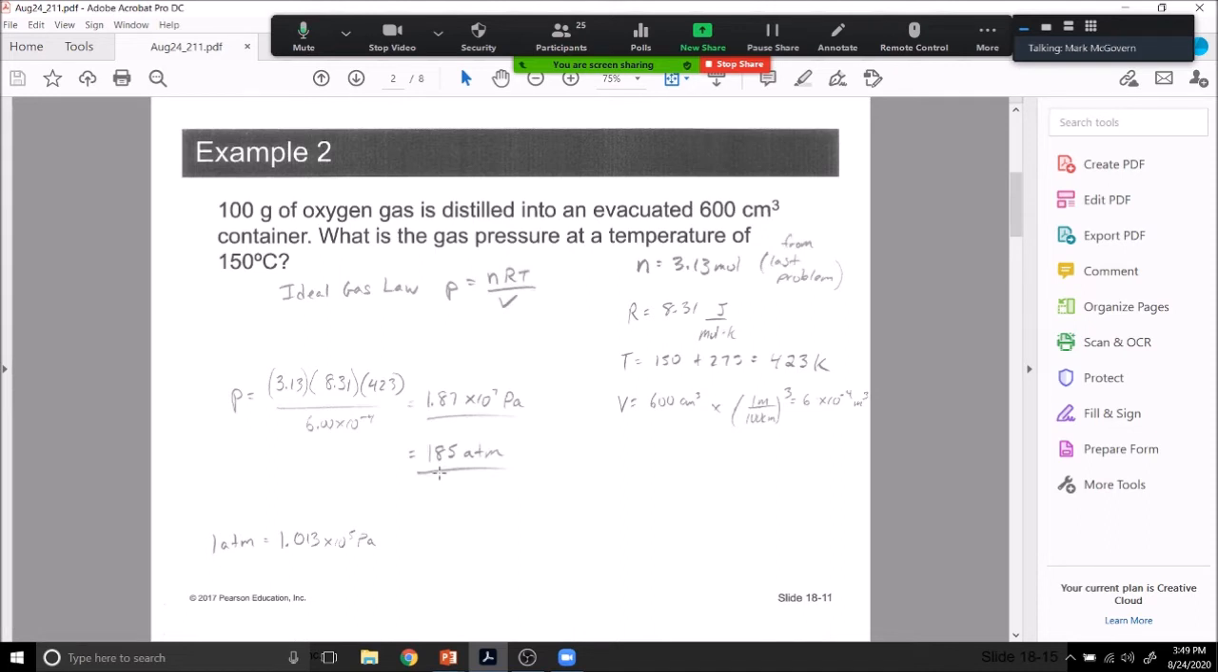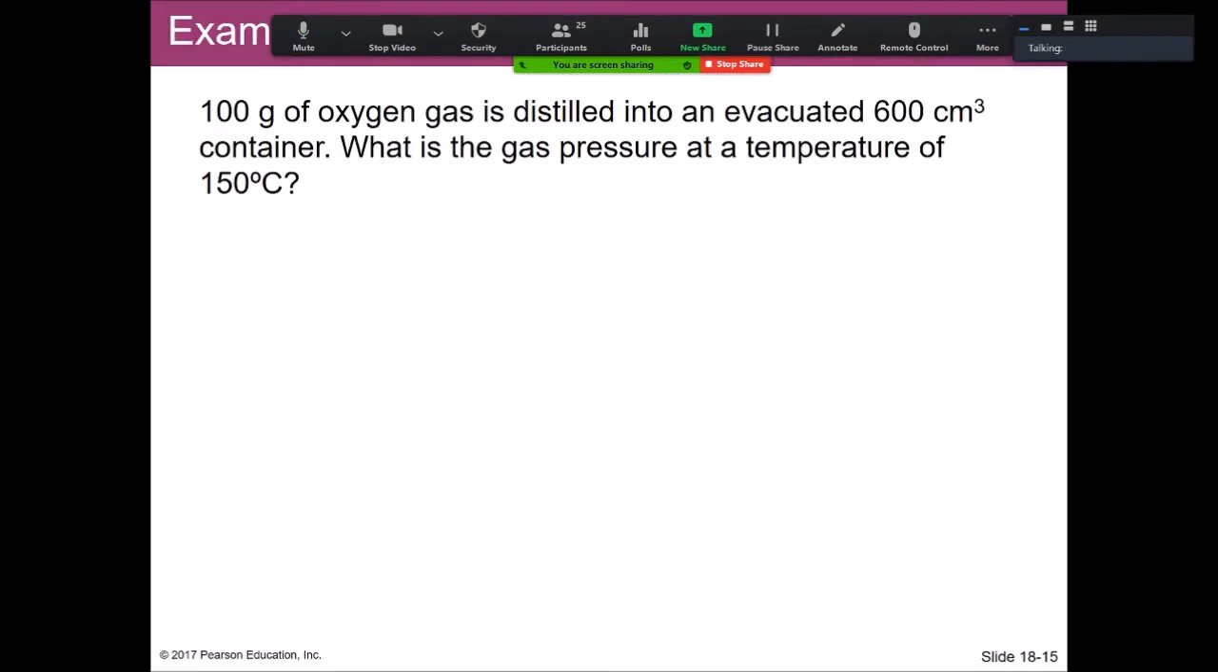Okay, any questions about this? Are we clear about the unit conversions and all that? Let me know. Okay, let's push on.